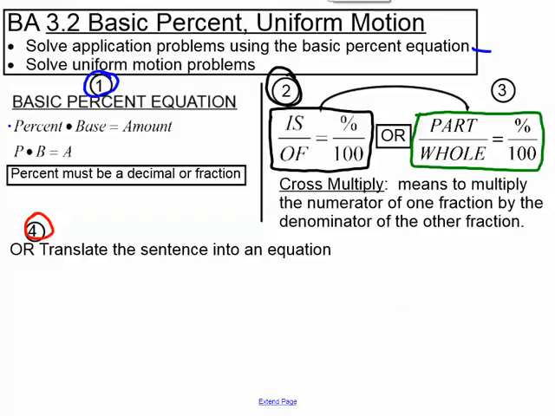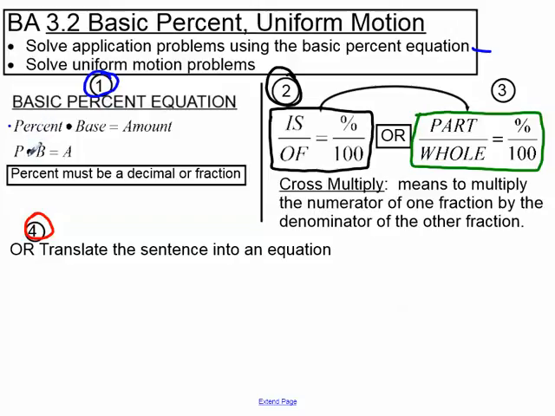All right, today we're talking about basic percent again. We're going to do some applications and just work through some examples. In the blue is the way the textbook has described it. Basic percent equation: percent times the base equals the amount, or P times B equals A.